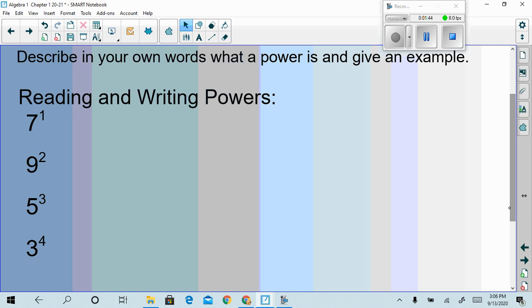This also has a special name. It can be called 5 cubed. And then we have 3 to the fourth power. We can take powers and we can write them in different forms. These are the exponential forms that you see on this slide.